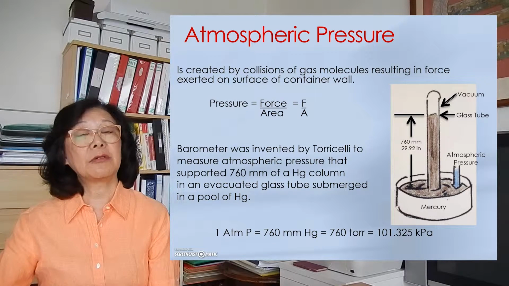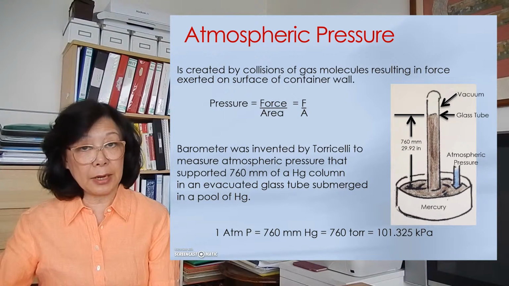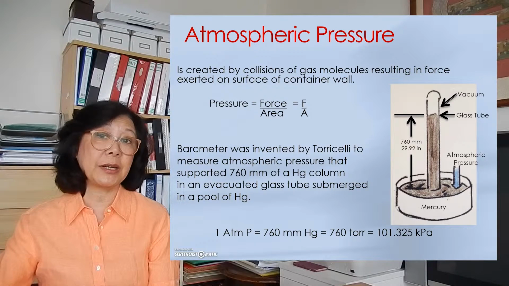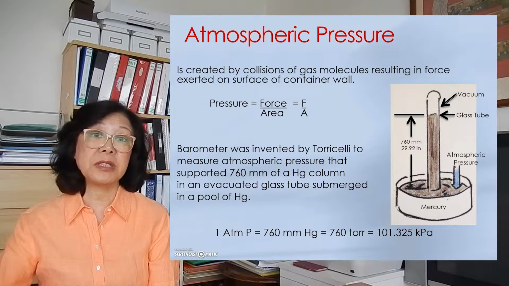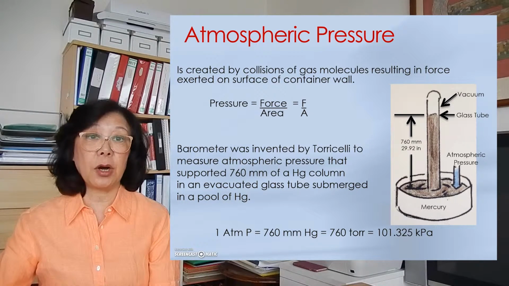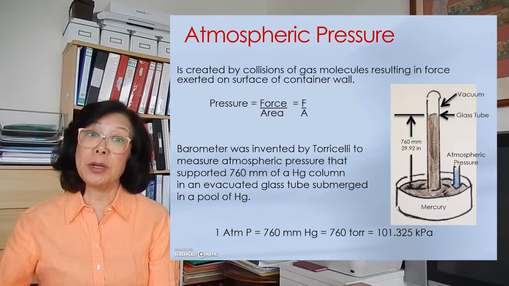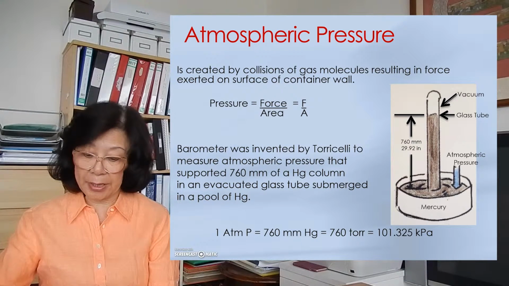Now, the gravity is pulling the mercury column down while the air pressure is pushing it up. Finally, the column stays constant at the height of 760 millimeter mercury above the surface, and that's defined as 1 atmospheric pressure or 101.3 kilopascal.